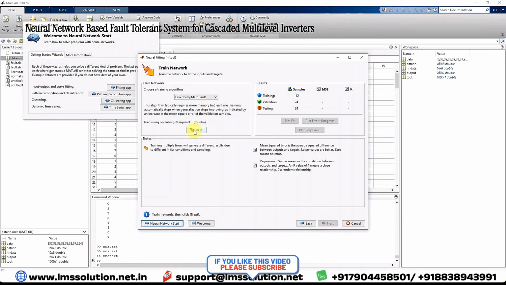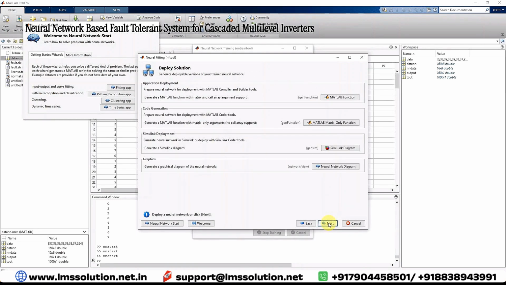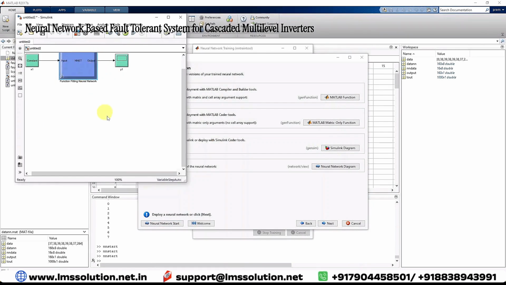Now we go to train the neural network. Once trained, you can see the value of R. R should be equal to 1, meaning our collected data and the trained data have a similar response. Next, click next, next, and then click simulink diagram. Here you have the trained neural network. We can use this neural network for detection of fault in the Cascaded Multilevel Inverter.